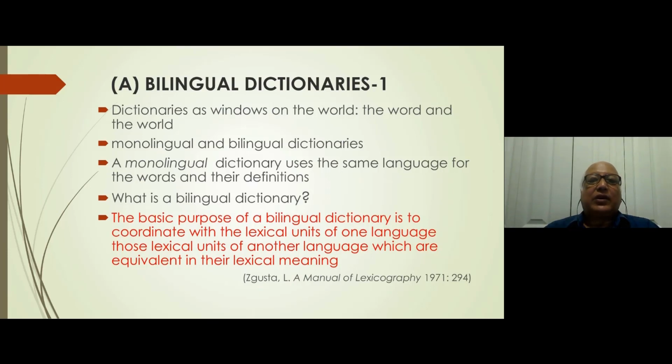On the other hand, what is a bilingual dictionary? Well, the basic purpose of a bilingual dictionary is to coordinate with the lexical items of one language those lexical units of another language which are equivalent in their lexical meaning. This is a definition given by Zgusta, an eminent expert on lexicography.